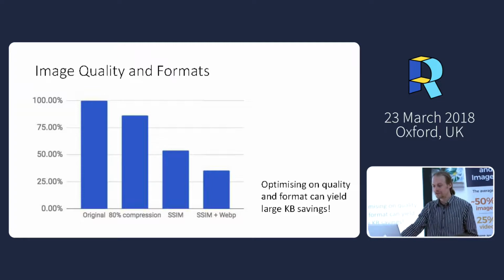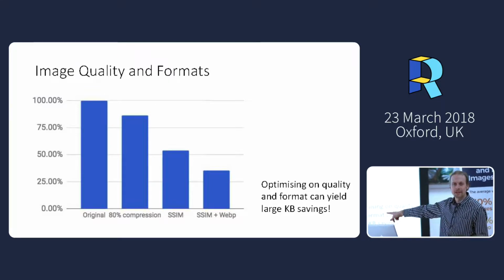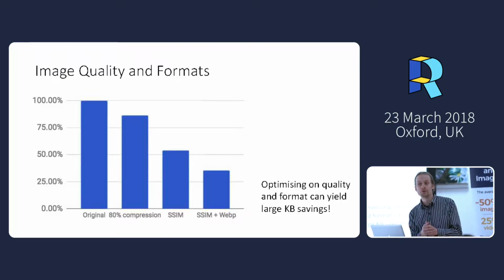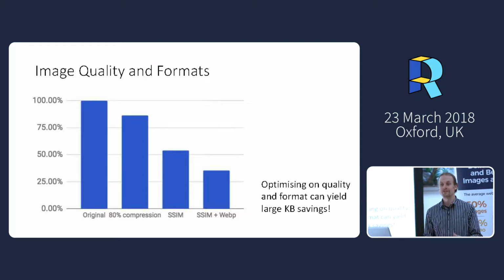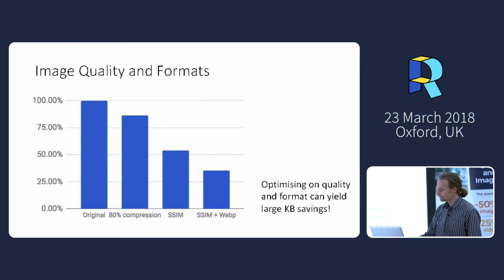So what we can see is we're at 100%. When I take it down to the structural similarity and WebP, it's down to like a third of the size. So that's a huge way to reduce the file size. It still looks great to the end user, but it's going to be delivered a lot faster.